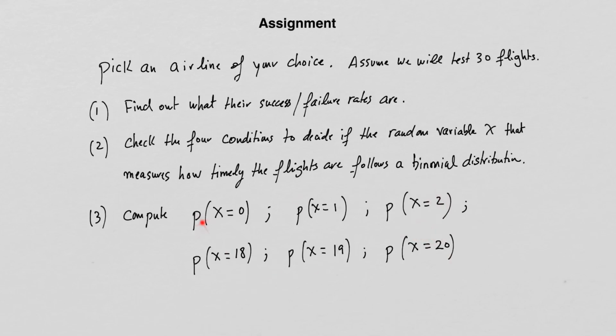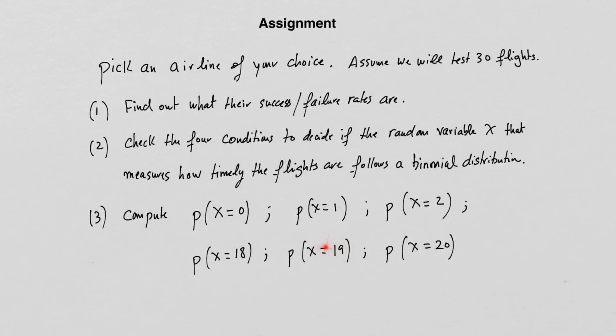What's the probability that no flight leaves on time out of 30, right? 1 flight leaves on time, 2 flights leave on time. They're going to be very small, obviously, right? The probabilities are going to be extremely small. What's the chance that 18 of them leave on time? What's the chance that 19 leave on time?